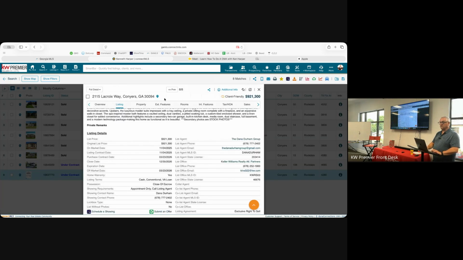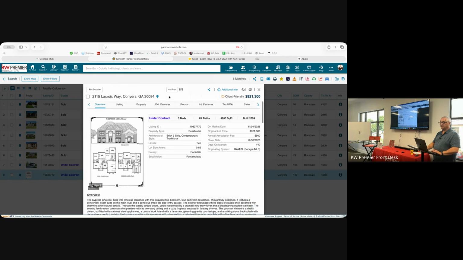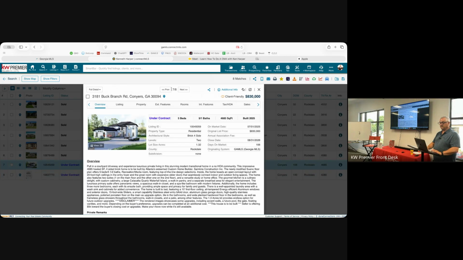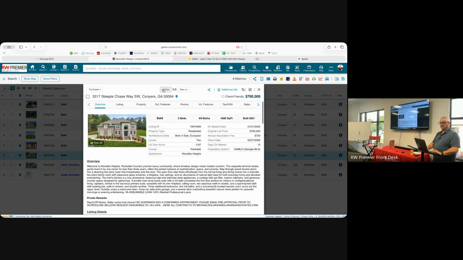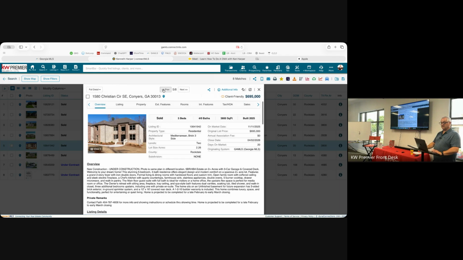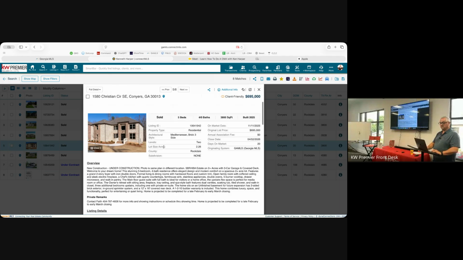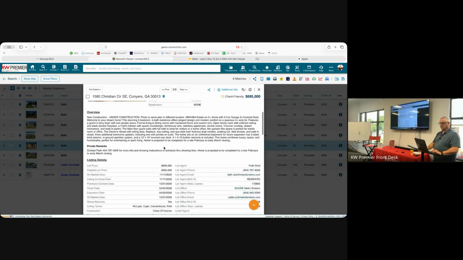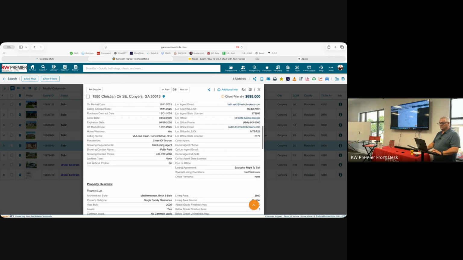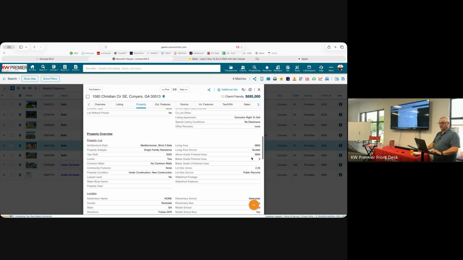Well, there's 921. It's a pre-sale. Here, these are under contract. Here's one at 830, but that's 4,600 square feet. But that looks nice at 830. There's the 790. Here's one on Christian Circle that's new construction at 695. Did that help us? That didn't feel good. Okay, what does that one look like? Square footage, 3,800 square foot, no basement.